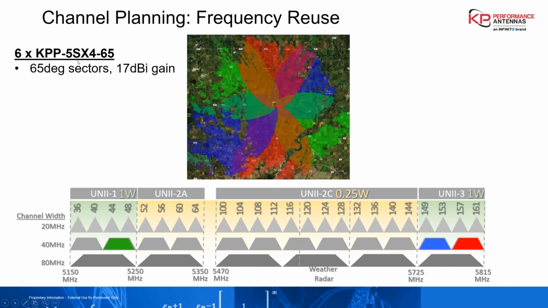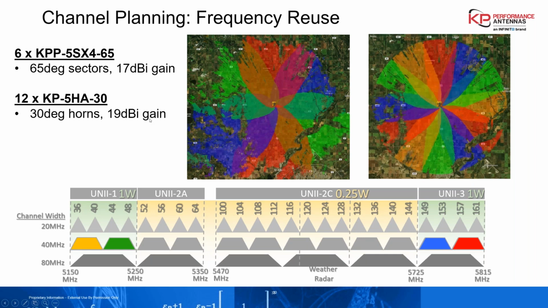Here's just another scenario using 6, 65 degree sectors. And then what you do here is a 3-channel approach. So it's ABC, ABC. And you're only using up these Uni 1 and Uni 2 channels. This is one way to do this type of deployment, and it allows you to maximize your channel size. So this is a very typical deployment we see with 6, 65 degree sectors.